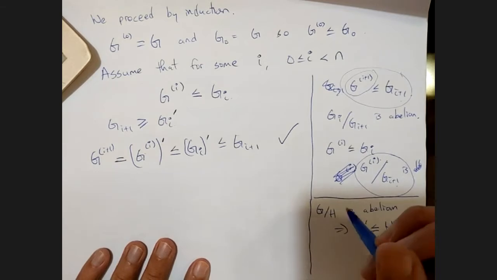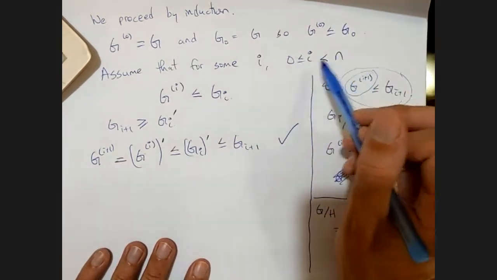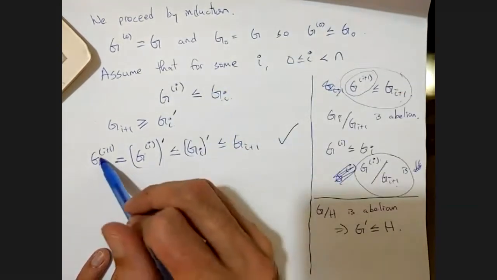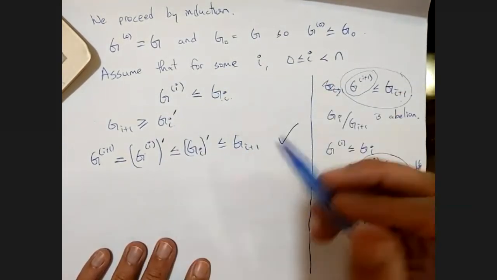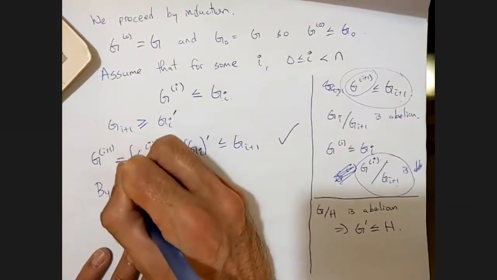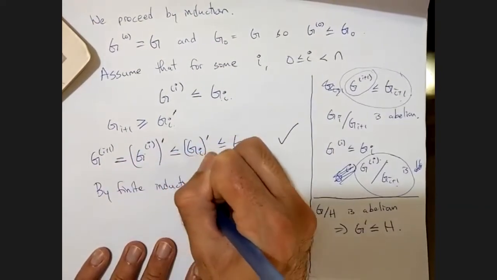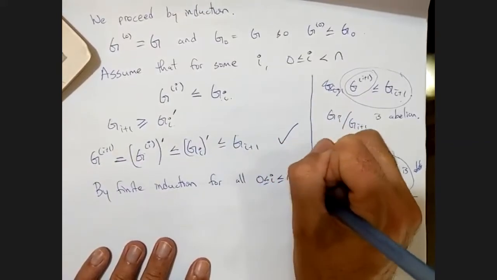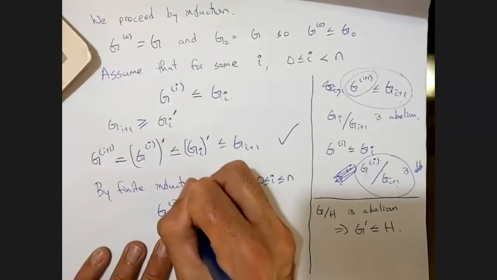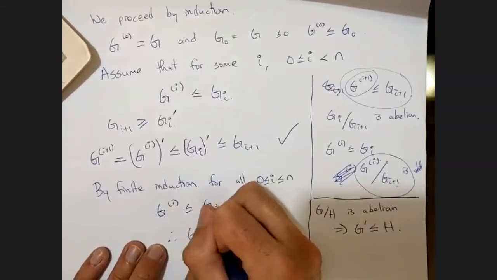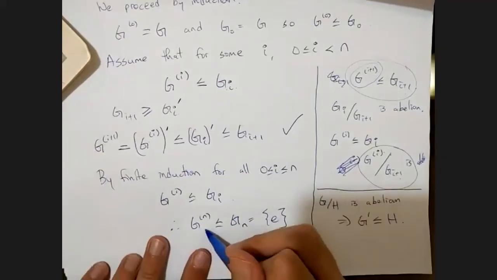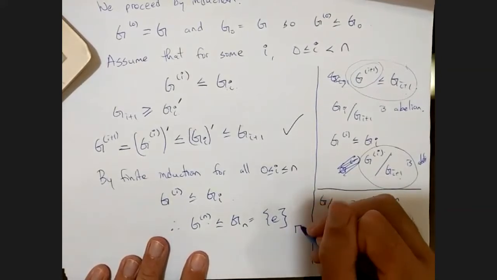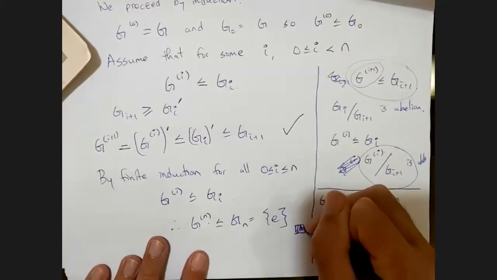This proves that for as long as i is less than n, and G^{(i)} is contained in G_i, then G^{(i+1)} is contained in G_{i+1}. And then by induction, by finite induction, really, for all 0 ≤ i ≤ n, G^{(i)} is a subgroup of G_i, so therefore the nth commutator of G is trivial. Okay. And that is the end of the proof of what we claimed.